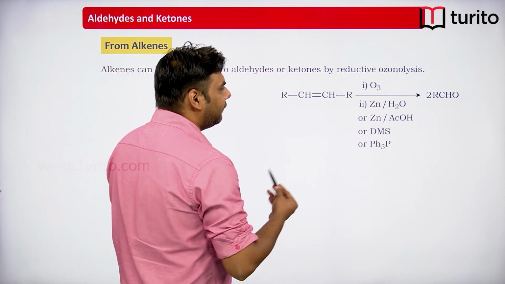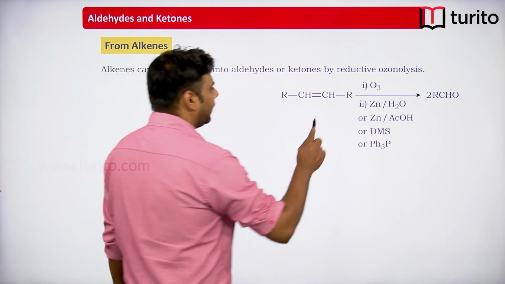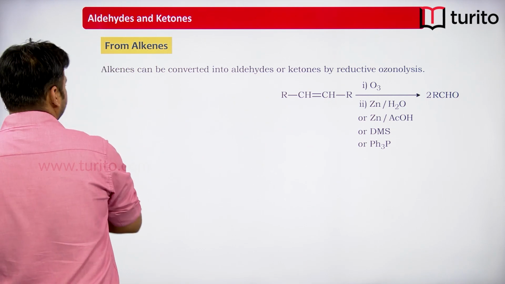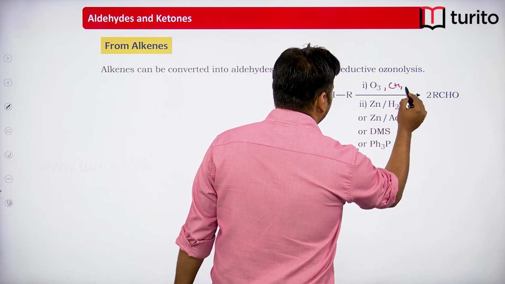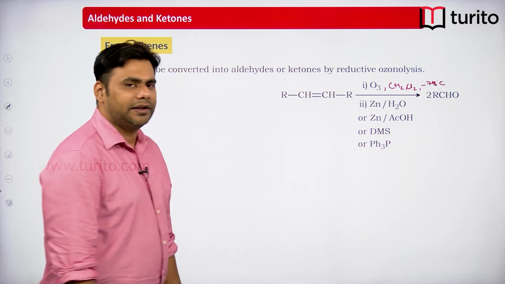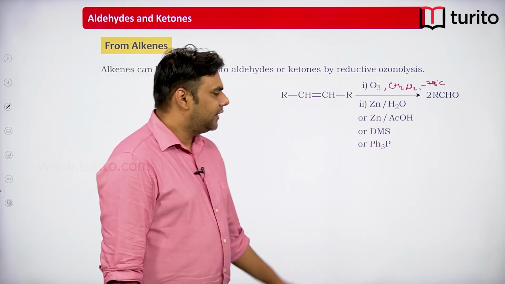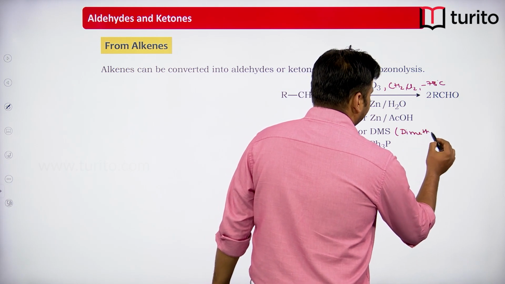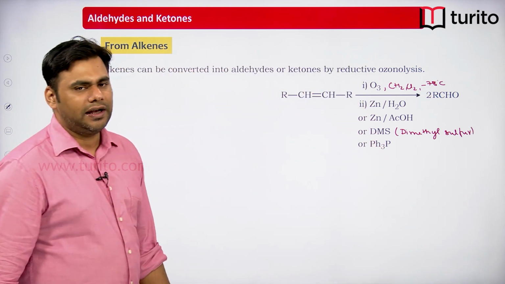When you treat an alkene with ozone and in the second step you add zinc and water, that is called reductive ozonolysis. Taking ozone in the first step, the solvent generally used here is dichloromethane, and we maintain a very low temperature like minus 78 degrees Celsius. In the second step we take zinc and water, or we can take zinc and acetic acid, we can take DMS which is dimethyl sulfide, or we can take triphenyl phosphine.